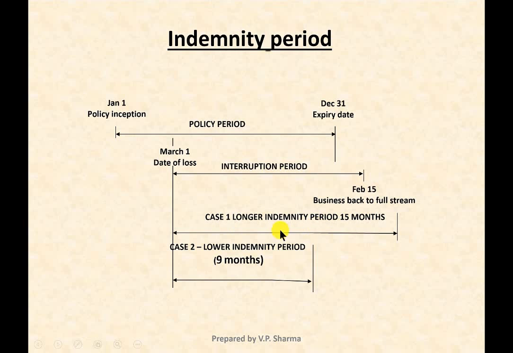Now there are two situations. One is longer indemnity period. That means the insured has selected an indemnity period of 15 months. That means the entire loss during the interruption period shall be paid under this policy. But on the contrary, if the indemnity period selected is only 9 months, in that situation, the insured will suffer and he will be paid only for this indemnity period. He will not get full loss of interruption period.